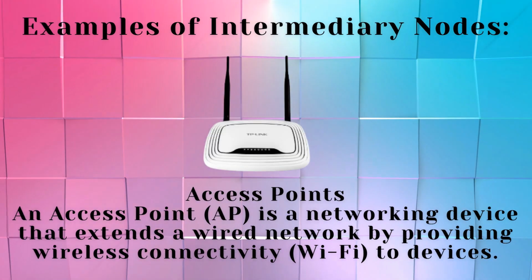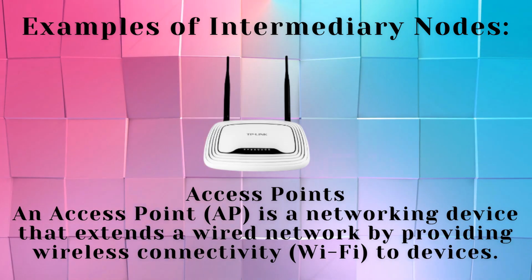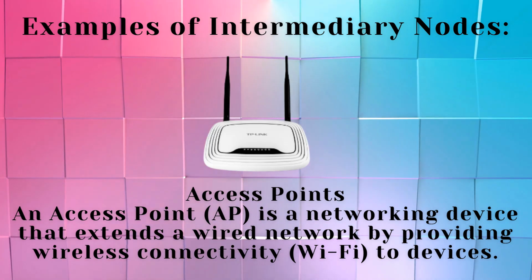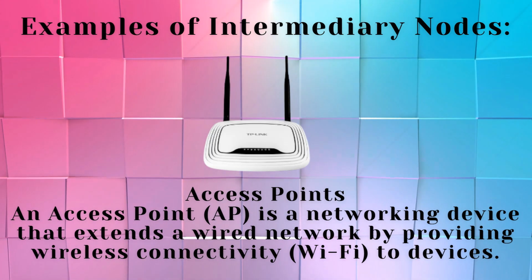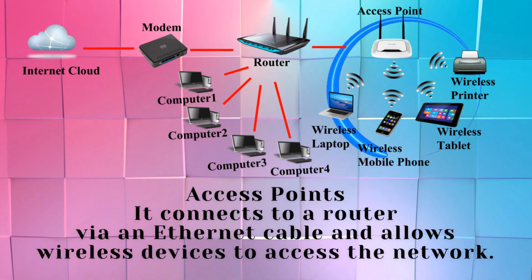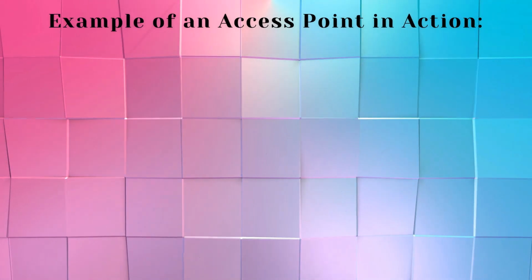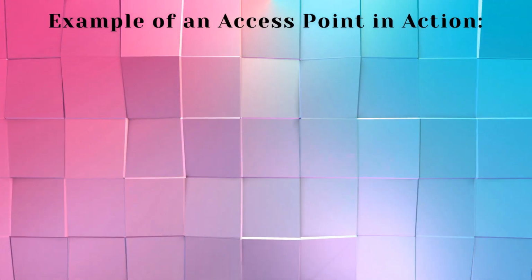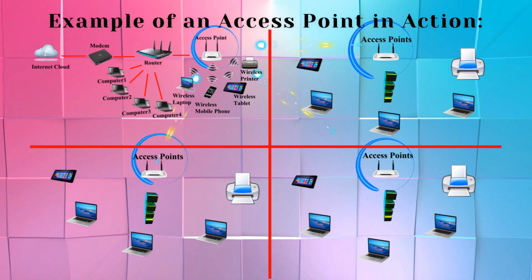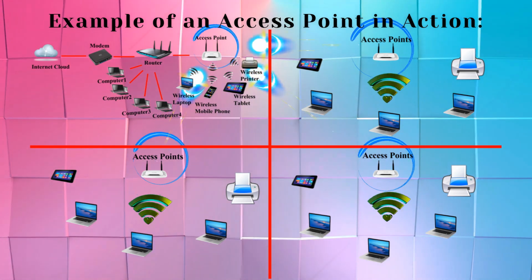Access points. An access point, AP, is a networking device that extends a wired network by providing wireless connectivity, Wi-Fi, to devices. It connects to a router via an Ethernet cable and allows wireless devices to access the network. Let's see an example of an access point in action.